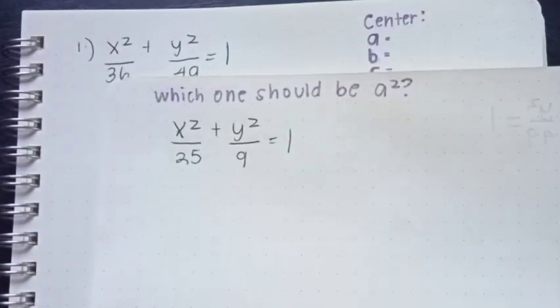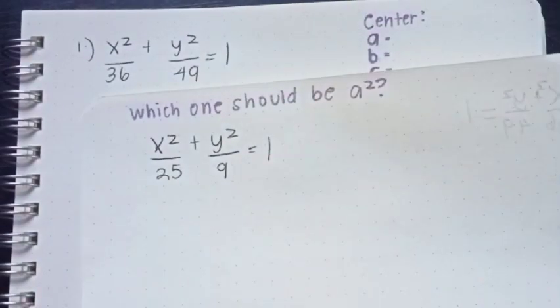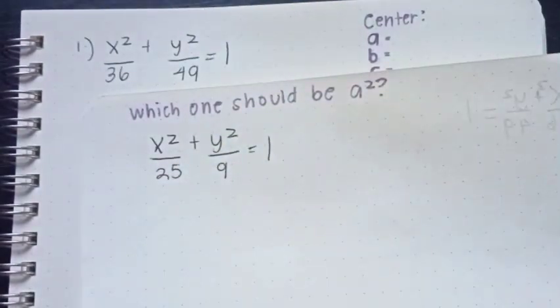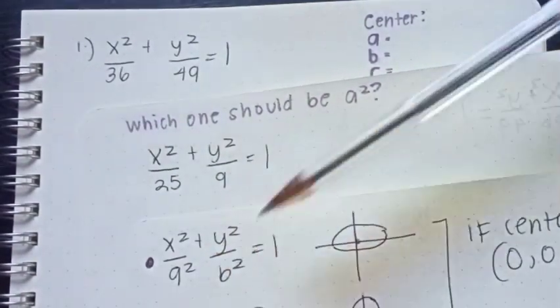How about this one? Which one should be the a squared? Since 25 is bigger than 9, then 25 should be a squared. This is the equation that we'll be using, and the graph will look like this.